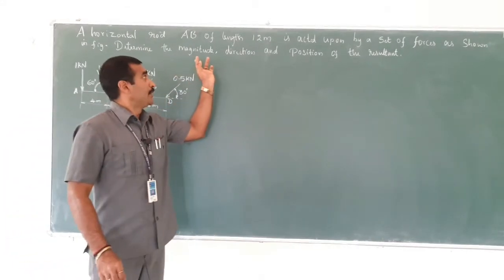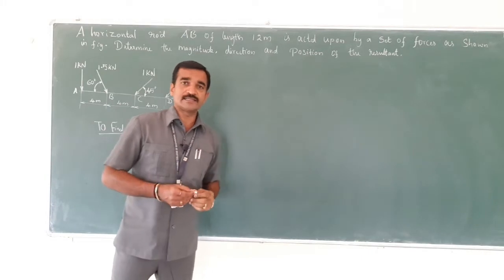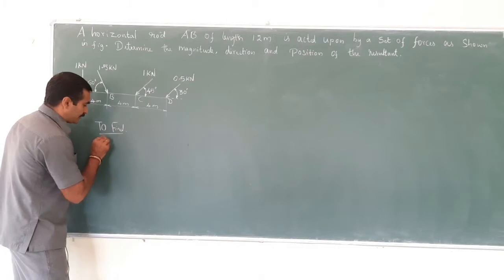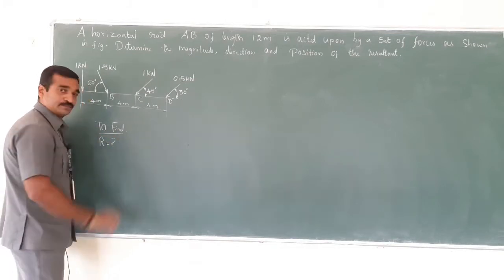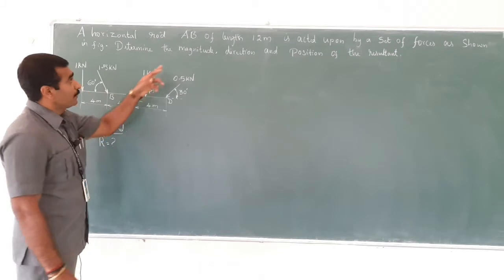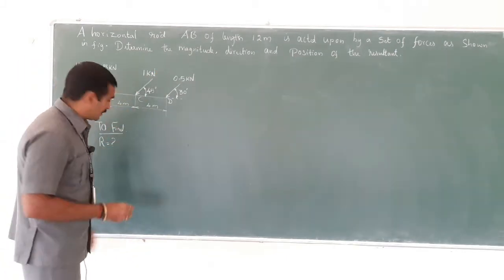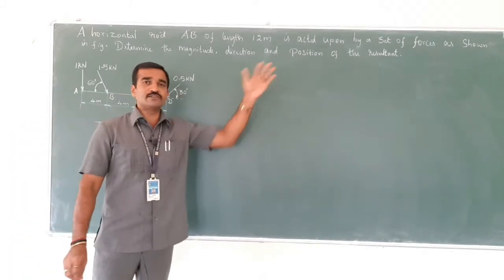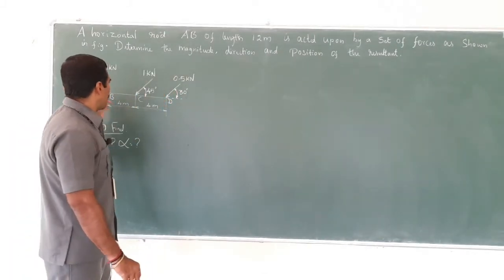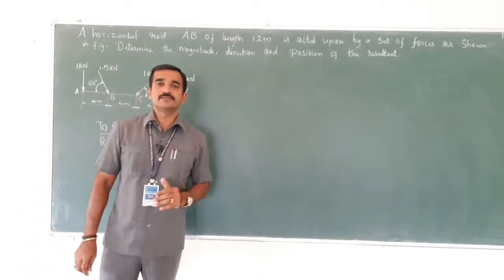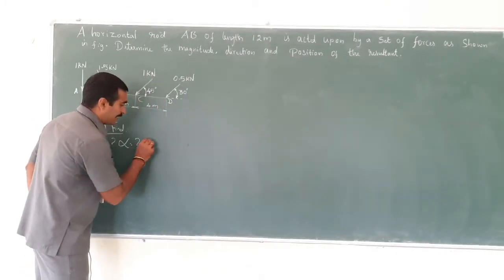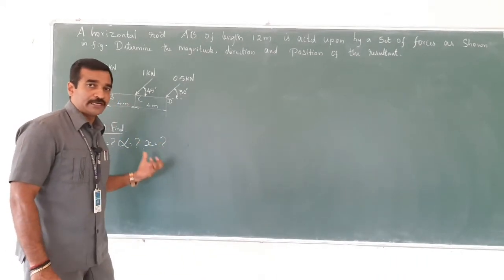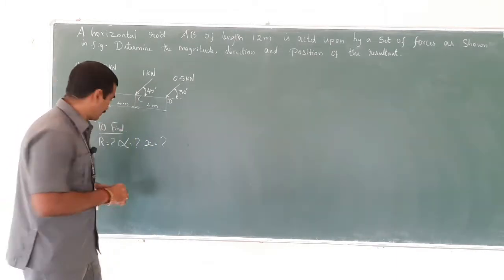Here it is mentioned magnitude, direction and position of the resultant, which is nothing but the magnitude R is equal to what? Next, direction of the resultant, which is nothing but alpha is equal to what? And the position of the resultant from the origin, how far that particular resultant is acting, which is nothing but x is equal to what? So, these are the 3 parameters which we need to find out from this question. Solution.